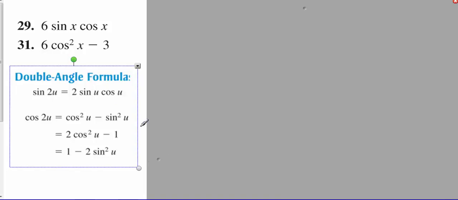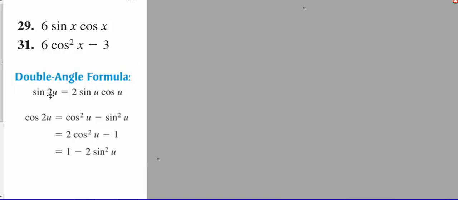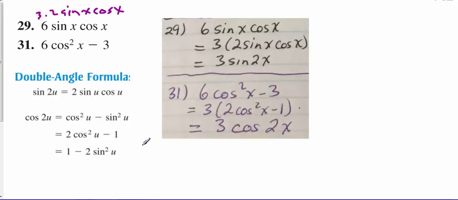29 and 31 here are pretty quick, and again, just different ways to make use of this. When I look at each of these, I see something that looks like one of my double angle formulas, but going the opposite direction to what we've typically done. So this right here, sine times cos, is here. This is 2 times 3, so I can think of it as 3 times 2 sine x cos x, which would be 3 times this thing, which is sine 2 theta, or sine 2u as written there.